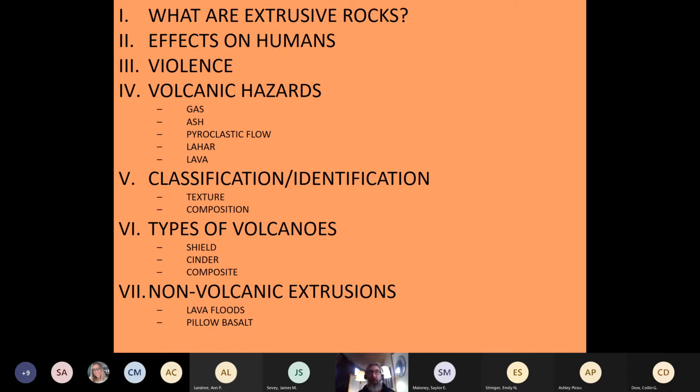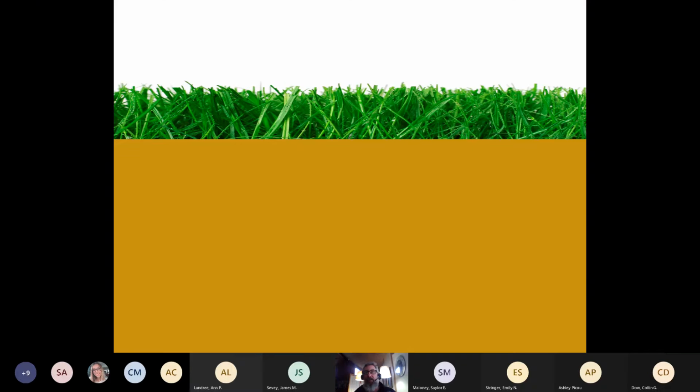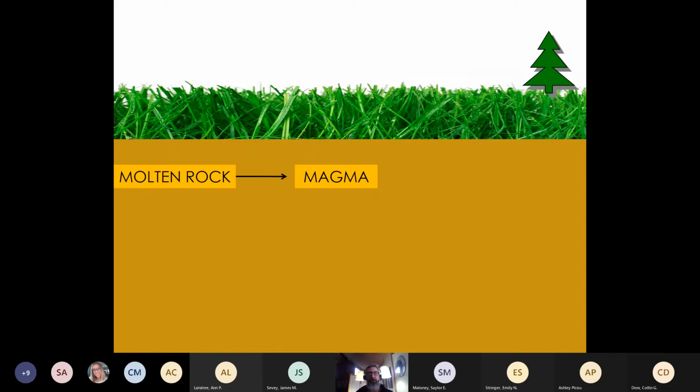So obviously, extrusive igneous rocks are going to be cooling molten rock above the surface, as opposed to below ground. So let's look at our little clip art again, where we've got the grass showing the difference between below ground and above ground. And of course, while molten rock is below the surface of the earth, it's known as magma. And if magma stays below the surface of the earth and cools off into igneous rock, it is known as intrusive rock. And that's what we spent a lot of time on in chapter 3.